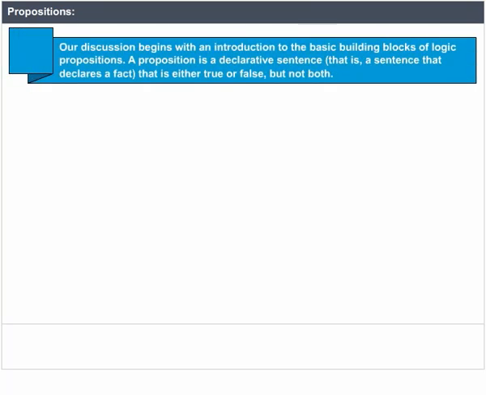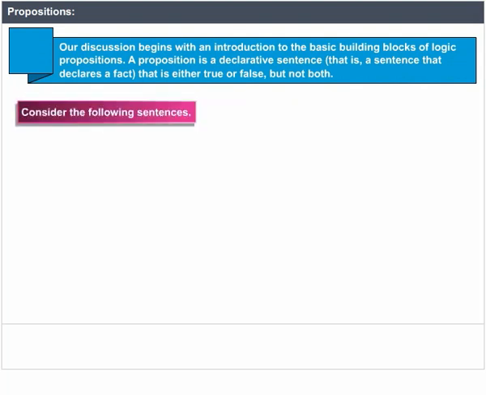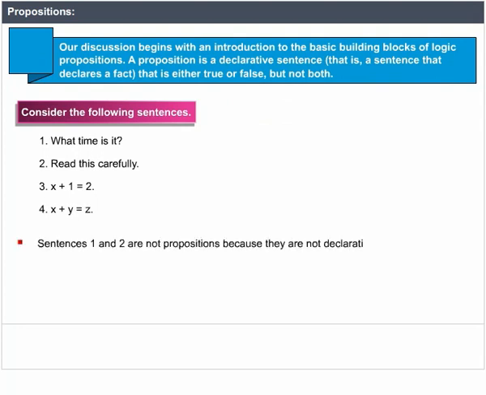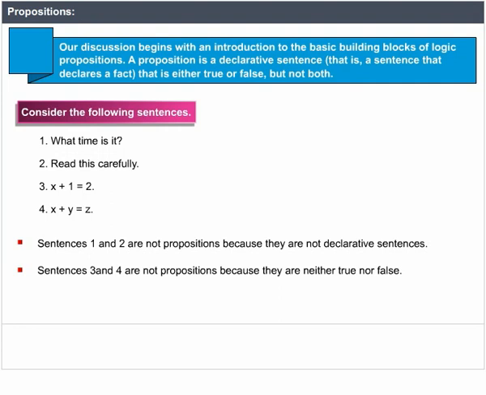Propositions. Our discussion begins with an introduction to the basic building block of logic: propositions. A proposition is a declarative sentence, that is, a sentence that declares a fact, that is either true or false, but not both. Consider the following sentences. Number 1. What time is it? Number 2. Read this carefully. Number 3. X plus 1 equals 2. Number 4. X plus y equals z. Sentences 1 and 2 are not propositions because they are not declarative sentences. Sentences 3 and 4 are not propositions because they are neither true nor false.